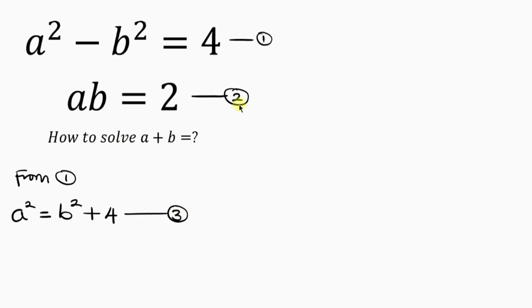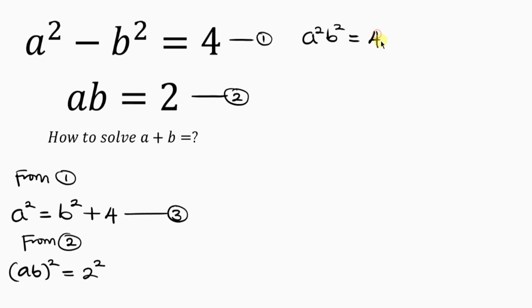This time, let's focus on equation 2. From equation 2, I'm going to be taking the square of both sides. That means I'll be squaring the left hand side and I'll also square the right hand side. When I square the left, remember this square is affecting the a and is also affecting the b. So I'm going to have a squared b squared equal to, now 2 squared is going to give me 4. Now I've already got equation 3, so I'm going to call this equation 4.